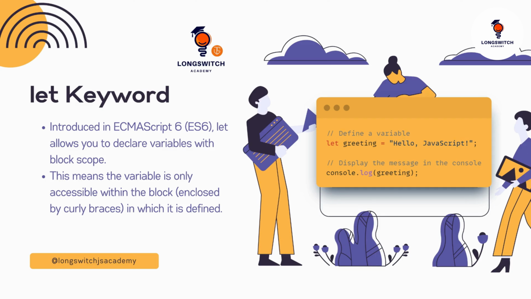For instance, if you declare a variable with let inside a for loop or an if statement, that variable is confined to the scope of that specific block. Once the block is exited, the variable is no longer accessible. This block-level scoping helps prevent errors that can occur when variables are accessible in places where they shouldn't be, making your code more reliable and easier to debug.